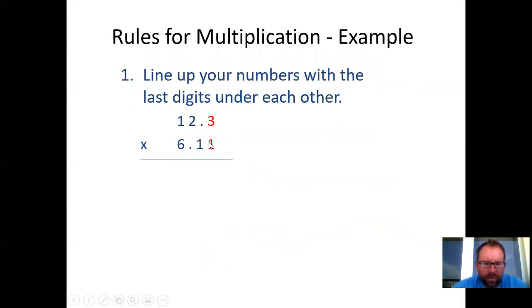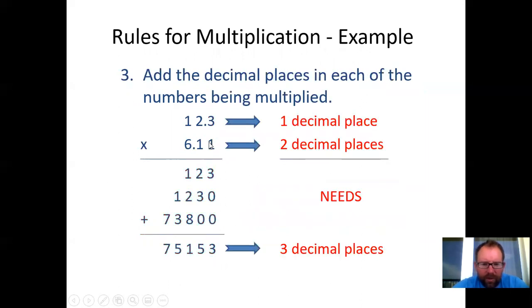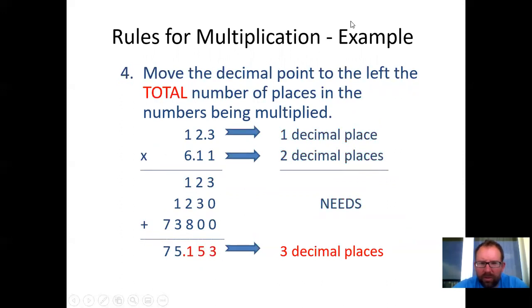So what we do here is multiply just as we would. Line up the numbers with the last digit. So the 3 and the 1, the two last numbers here would be lined up. Then we just multiply it out. Notice here, do I worry about the decimals? Do I bring them down? Do I do anything like that? No. What I do is at the end, I figure out I have 1 decimal place here. I have 2 here. 2 plus 1 is 3 decimal places. So what I'm going to do is I'm going to move this over.